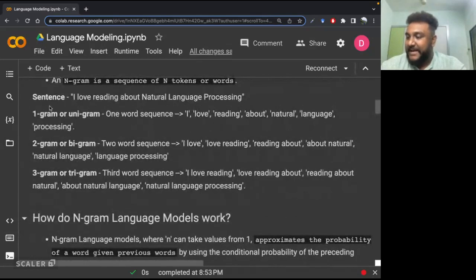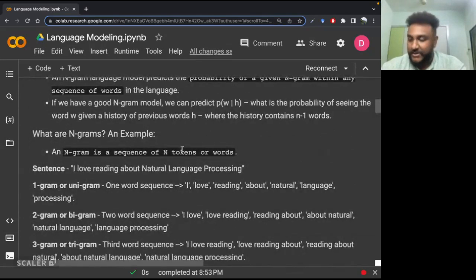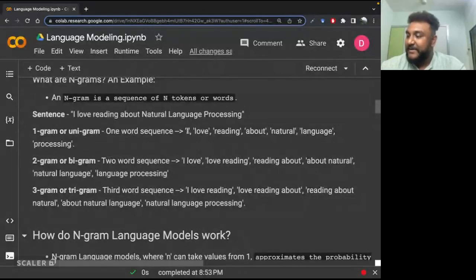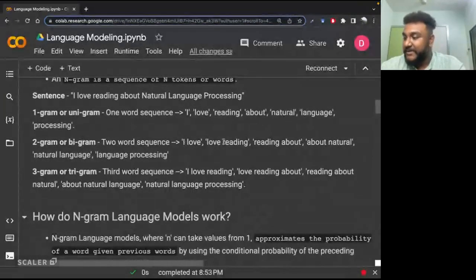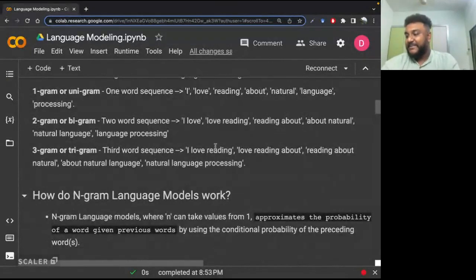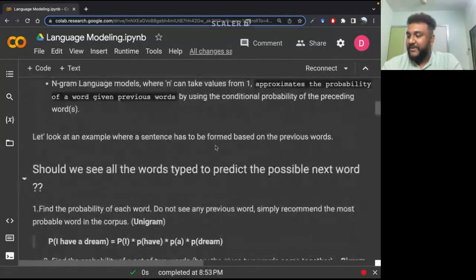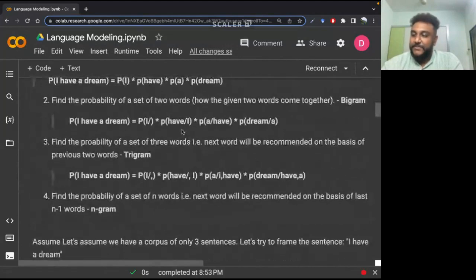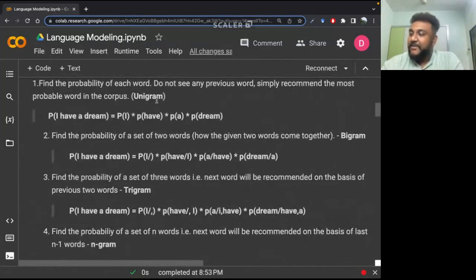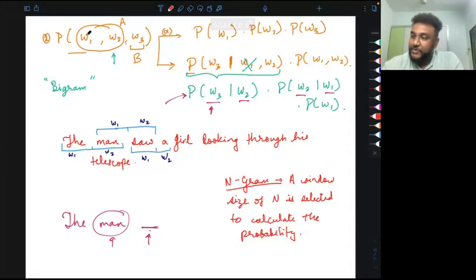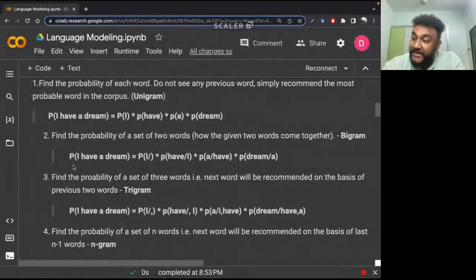Very simply, n-grams are essentially a sequence of n words or tokens. 1-gram or unigram is 1-word sequences. 2-gram or bigram is 2-word sequences. And 3-gram or trigram is 3-word sequences, and so on. So how do they work? If I have a sentence, if I have this joint probability, this joint probability is exactly what I'm calling the probability of the sentence. Probability of I being the first word, have being the second word, a being the third word, and dream being the fourth word. This probability term is now going to be P of I into P of have into P of a into P of dream.